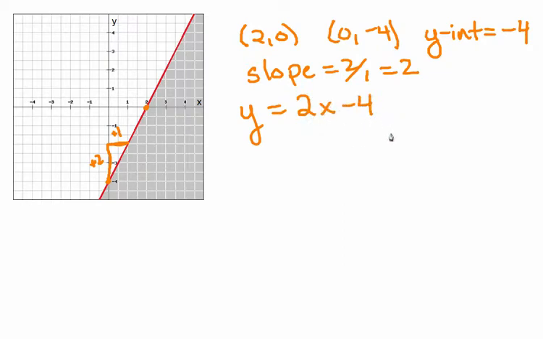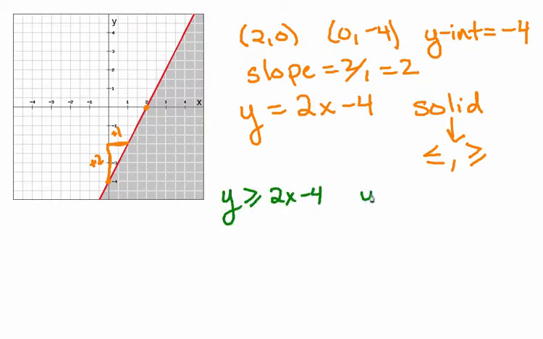And the question is, are the boundary solutions part of the solution? And in fact, this time they are. So the line is solid, which means we either have a less than or equal to or a greater than or equal to situation. So the last question is: is it y is greater than or equal to 2x minus 4, or y is less than or equal to 2x minus 4?